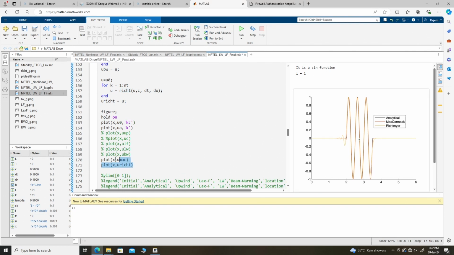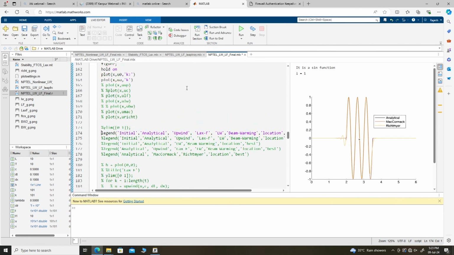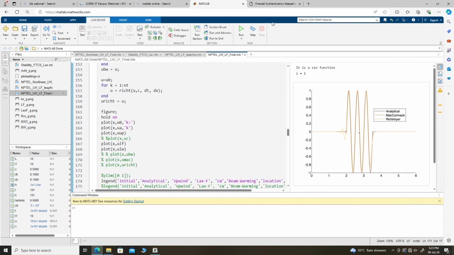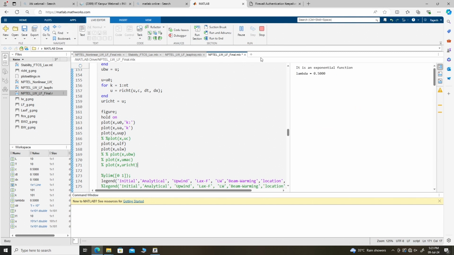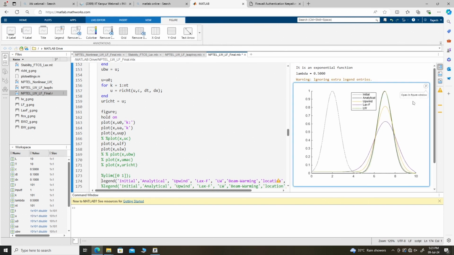So, let me just plot this value up to Lax-Wendroff. And what are the schemes that we have? We have the initial value, the analytical value, and the upwind scheme. I am not plotting the central scheme because it is unstable, then Lax-Friedrichs and Lax-Wendroff. Let us do up to this point. Run. This is an exponential function, lambda equal to 0.5. And you can see this curve probably better here.